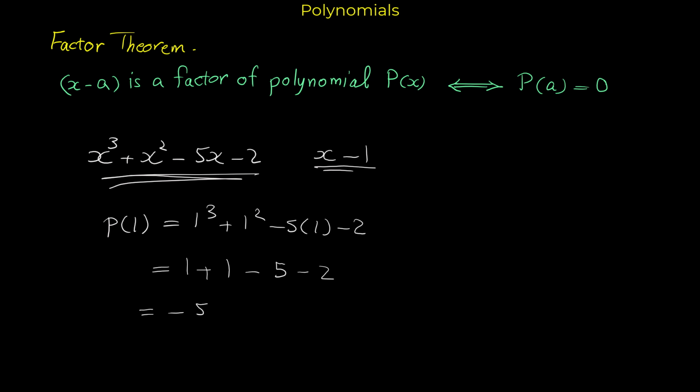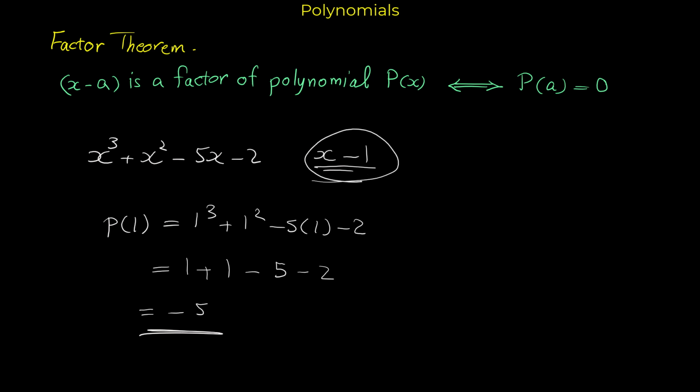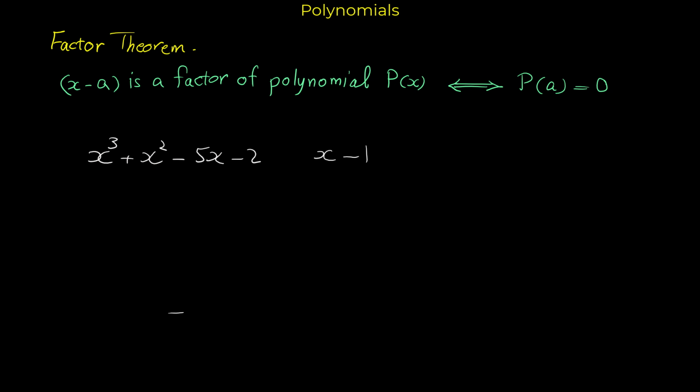And because when we plugged in 1 in this polynomial, it's not 0, x minus 1 is not one of the factors of this polynomial. But x minus 2 is a factor of this polynomial. How can we check this?